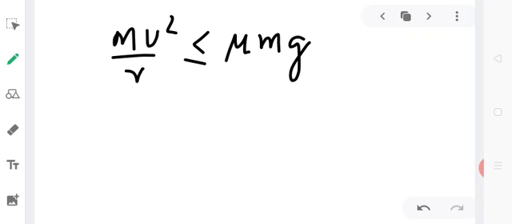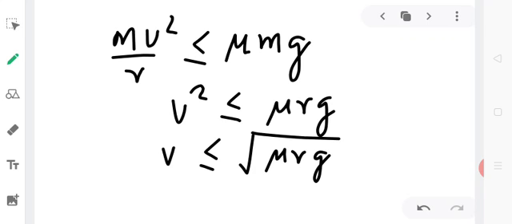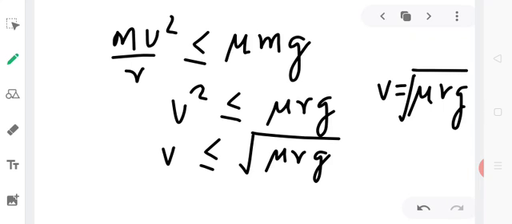So you can remove m from both the sides. So you get v square to be less than or equal to mu rg. Therefore v will be less than or equal to root over mu rg. Hence, the maximum velocity with which a vehicle can go round a level curve without skidding is given by v equal to mu rg under root.